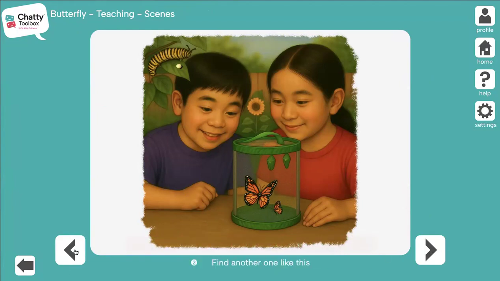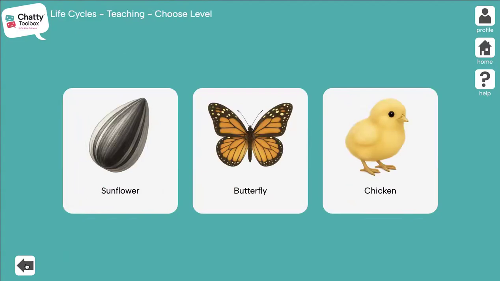Sometimes you'll see a bar of red coming up. That's just an instruction for the adult so that they know what to say. So, adult to point to one of the butterflies and then say, find another one like this. So if it's in a red bar, that's just an instruction to you to tell you what to do. And then, as usual, the games.